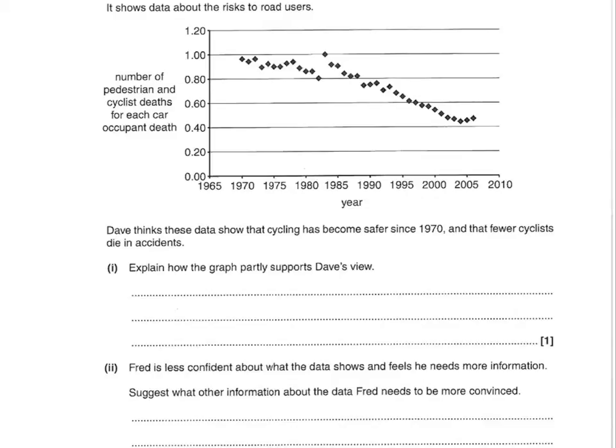So it's only 1 mark. You can either say that fewer cyclists are killed compared to car occupants, or you could say that the fewer cyclists killed compared to previous years. Or you could say the ratio, the proportion is going down.